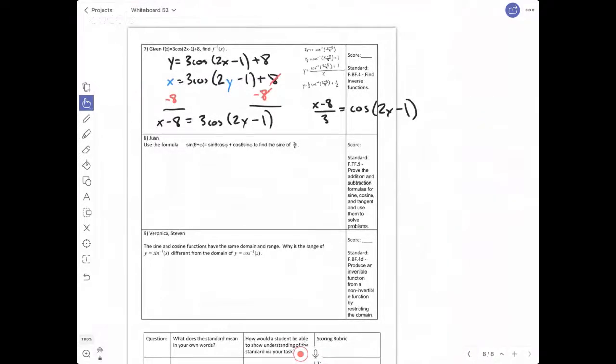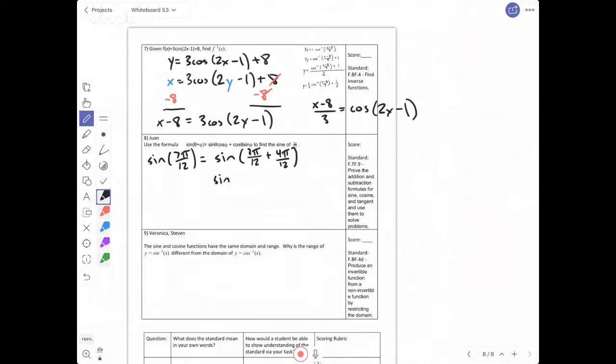Number 8. Someone gave us this problem. Use the sine sum formula to find the sine of 7 pi over 12. So the sine of 7 pi over 12 equals the sine of 3 pi over 12 plus 4 pi over 12, which is the same as the sine of pi over 4 plus pi over 3.